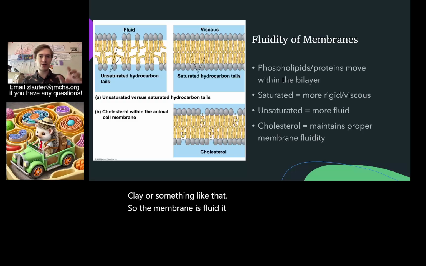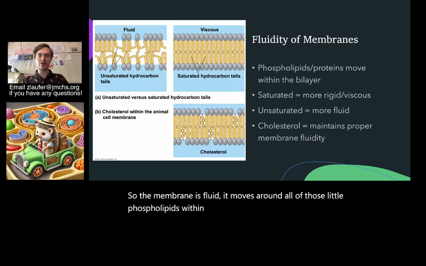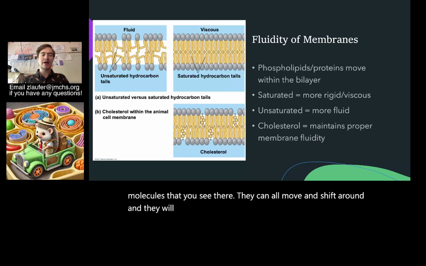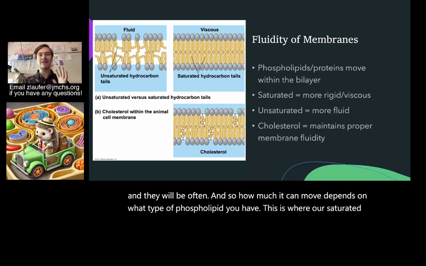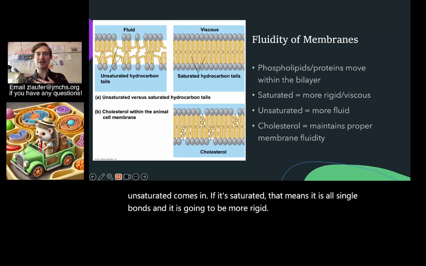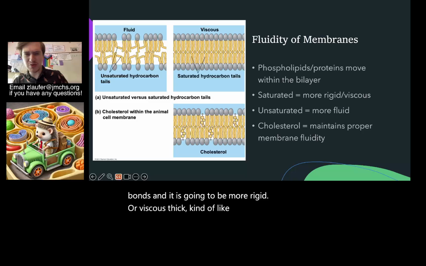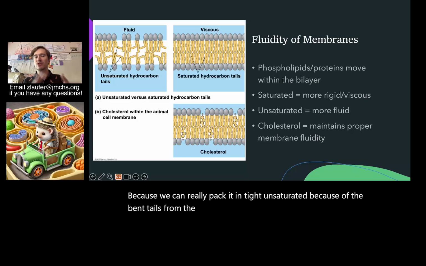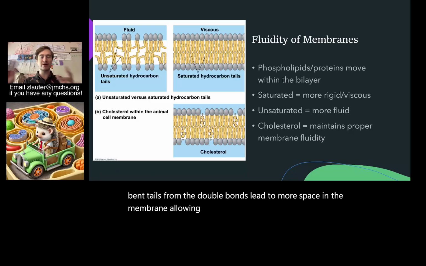It moves around. All of those little phospholipids within, the proteins within, the cholesterol molecules that you see there, they can all move and shift around, and they will be often. And so how much it can move depends on what type of phospholipid you have. And this is where our saturated, unsaturated comes in. If it's saturated, that means it is all single bonds, and it is going to be more rigid or viscous, thick, kind of like syrup, because we can really pack it in tight. Unsaturated, because of the bent tails from the double bonds, leads to more space in the membrane, allowing it to be a little bit more fluid and move around more.